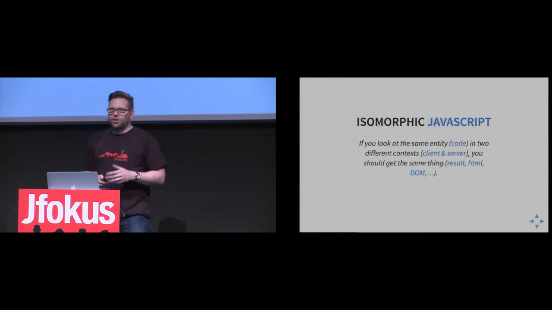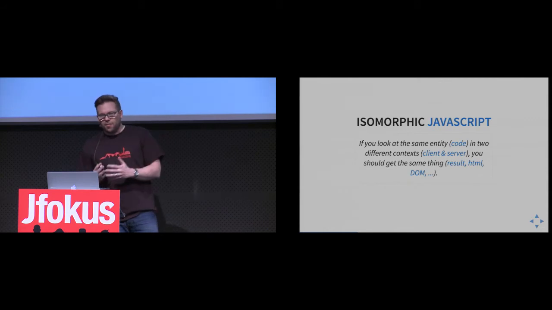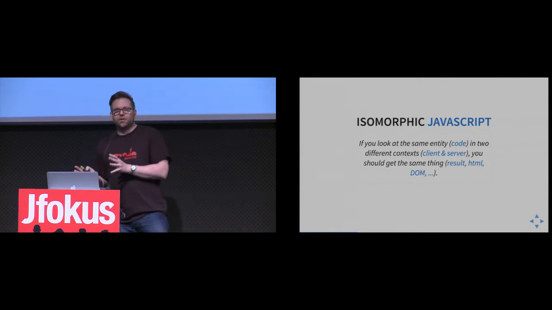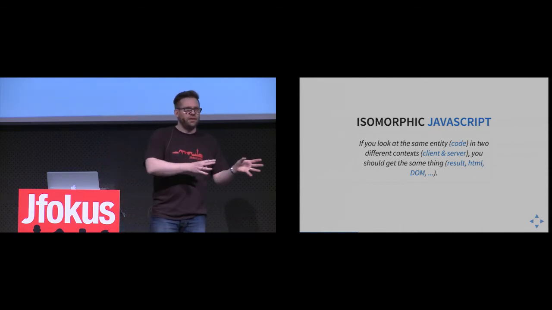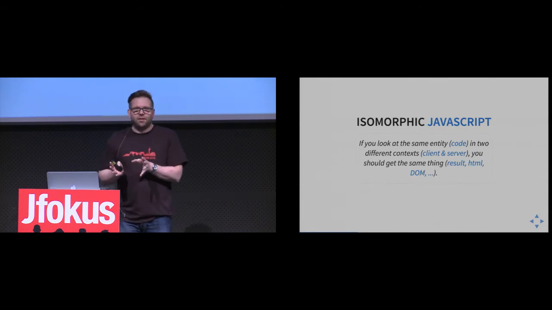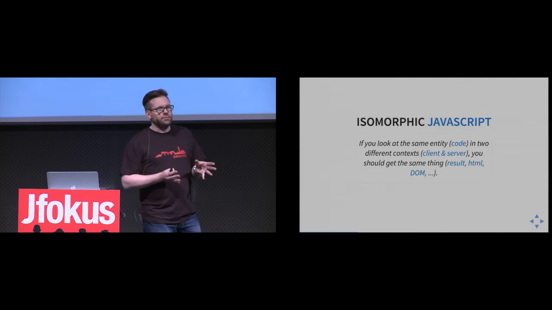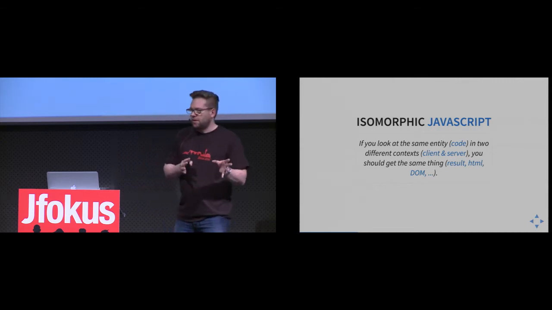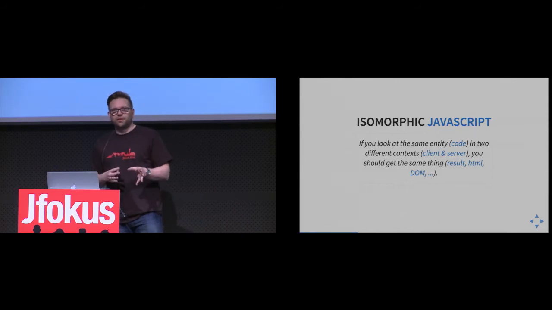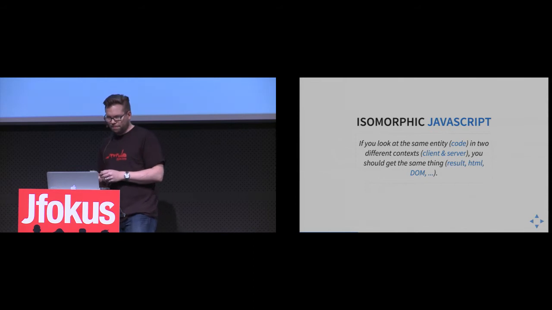Let's try a more general approach: isomorphic JavaScript. If you look at the same entity, in our case the code, in two different contexts, for us the client and the server, we should get the same thing, the same result, the same HTML, the same DOM elements. So, same entity, code, on client and server, the same result. Is this possible? We'll see.